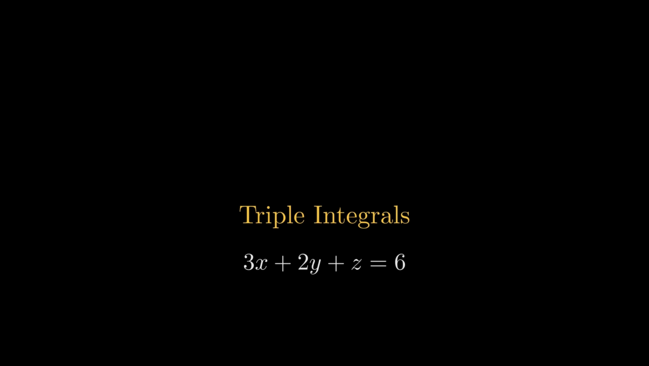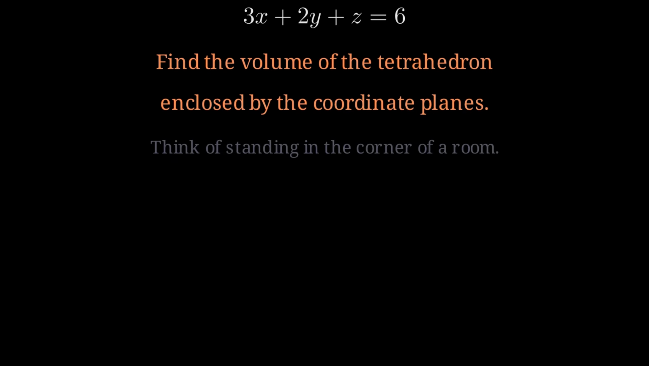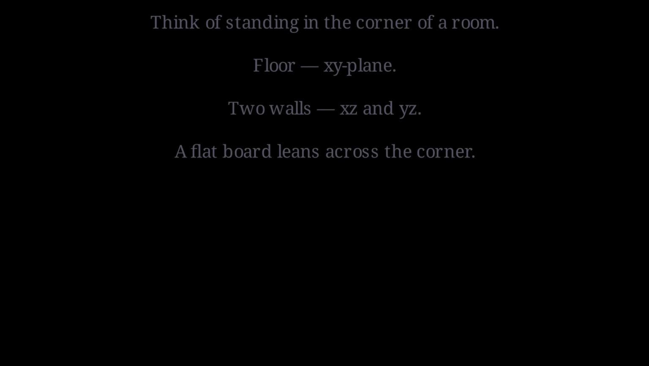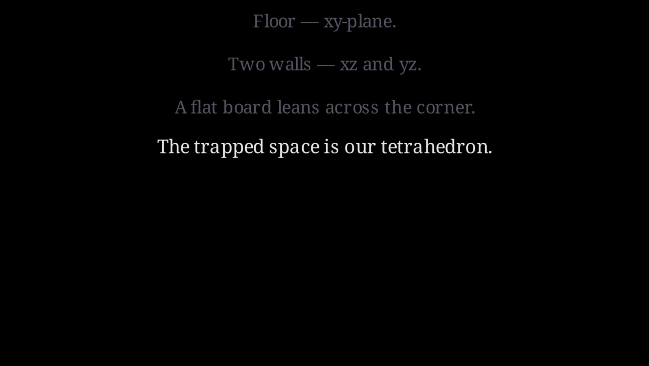Triple integrals. And today, we are about to use one to find the volume of a tetrahedron. Our plane is 3x + 2y + z = 6, and our region is tucked right into the corner of the coordinate axes. Picture a room where you're standing in the corner, and the floor is the xy plane. One wall is the xz plane, the other wall is the yz plane, and a flat surface is stretched across the corner. The space trapped between the board and the corner, that is our tetrahedron.